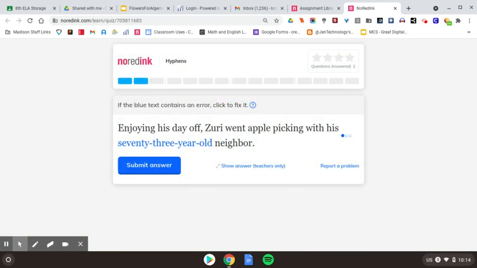Sneaky. Enjoying his day off, Zuri went apple picking with his 73-year-old neighbor. Okay, so here's the quote-unquote thing after it. So we want to keep those hyphens in there. Submit answer.